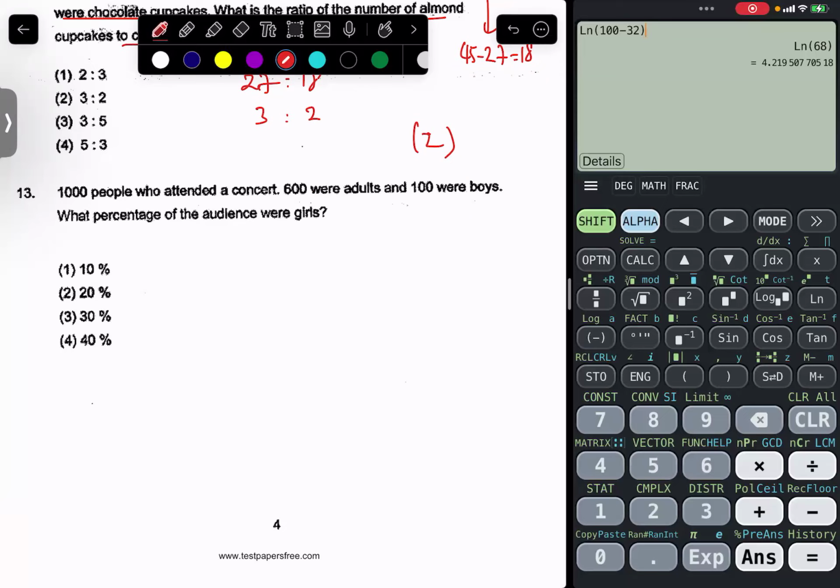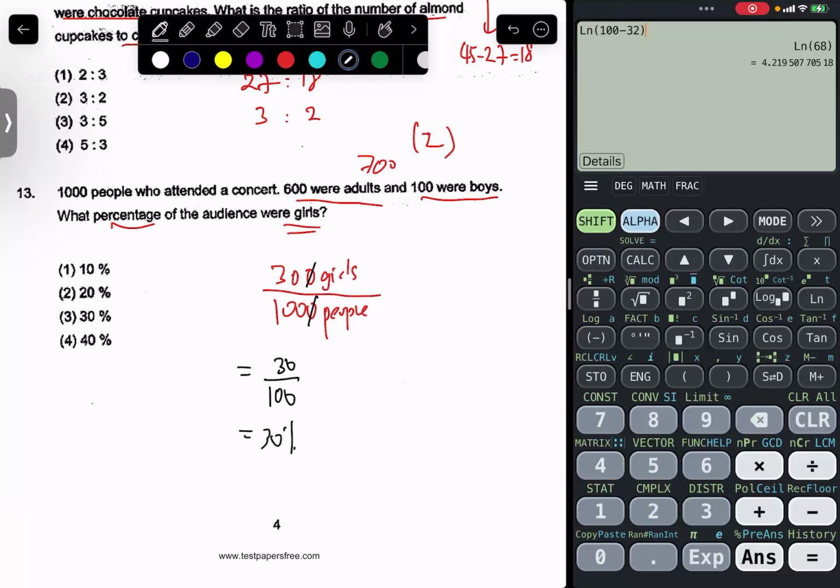1,000 people attended a concert. 600 were adults, 100 were boys. What percentage were girls? 600 adults and 100 boys, that's 700 people. So we have 300 girls. So 300 over 1,000 people. To change to a percentage, we just need to take away one set of 0. So 30 over 100, therefore 30%.